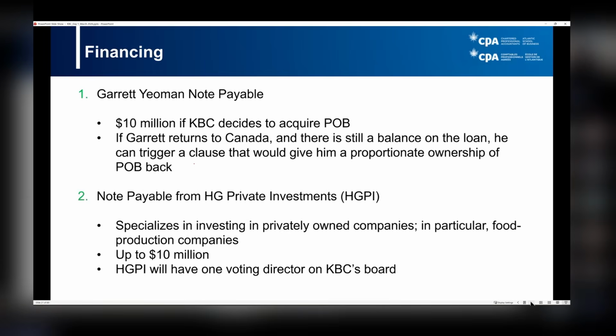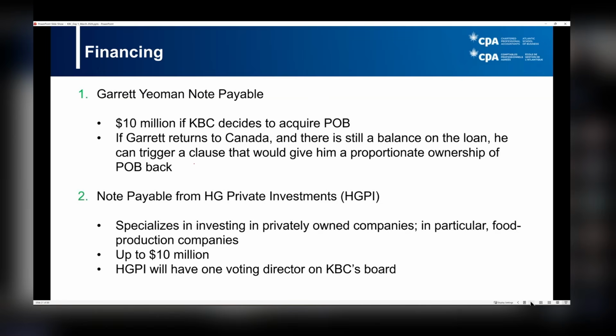Again, from the financing perspective, all you really need to know is what the options were. Then when it comes to day one, look and see if they implemented or used any of these financing options. The first one was that if they acquired BOB, Garnet would lend them $10 million. However, there was an important caveat: if Garnet returned to Canada and there was still a balance on the loan, he could trigger a clause that would give him a proportional ownership of POB back.